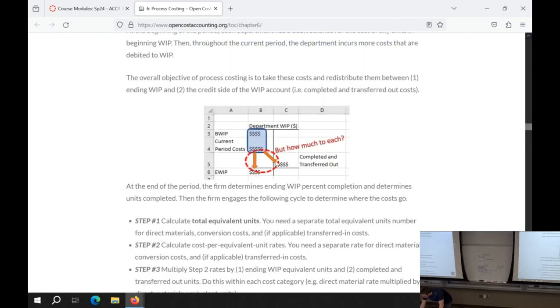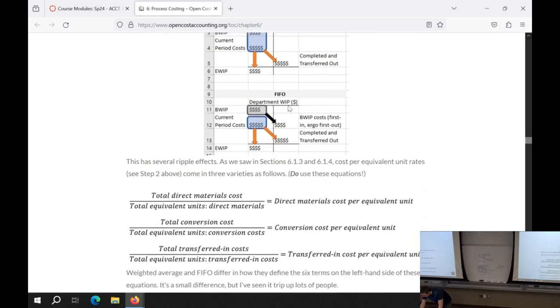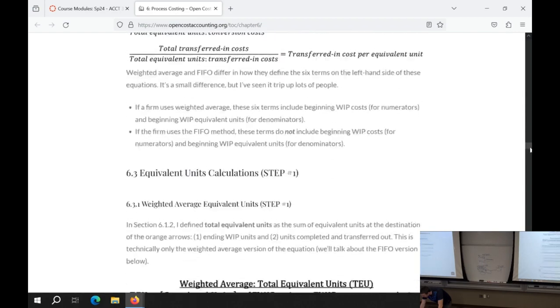Okay, so this is what we're doing. We're tracing these costs, beginning WIP and current period costs of some category, direct materials or conversion costs or all together. And we're deciding how much divides up into where. And we've got the two different methods. I'm not going to focus on that right now. This week and next week, and everything before the midterm, is just about the weighted average method. Let's just focus on that.